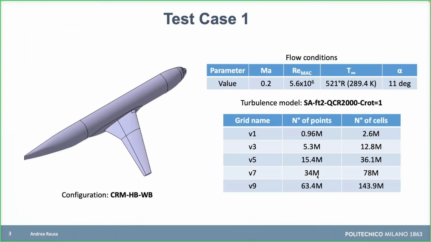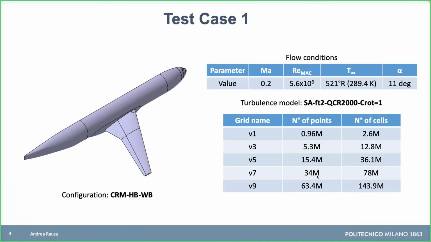So we can start from test case 1. Here I've listed the values of the flow conditions using the config files. So we have Mach number 0.2, essentially incompressible. Reynolds based on the mean aerodynamic chord is 5 times 10 to the 6. Infinite temperature in Rankine degrees, of course.